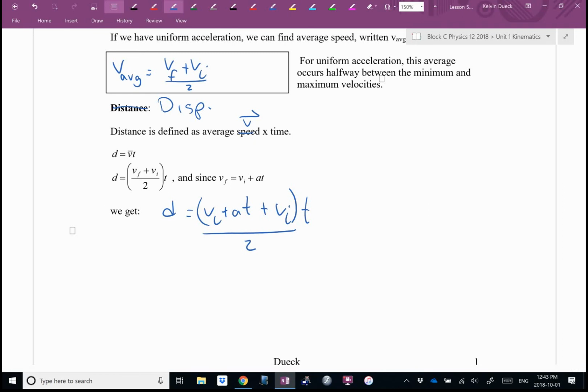Algebraically, what's x plus x? 2x. My whole morning class said x squared, and I had to freak out on them. So 2x. What's VI plus VI? So I can rewrite this as 2VI plus AT, and then a T outside the brackets, all over 2.